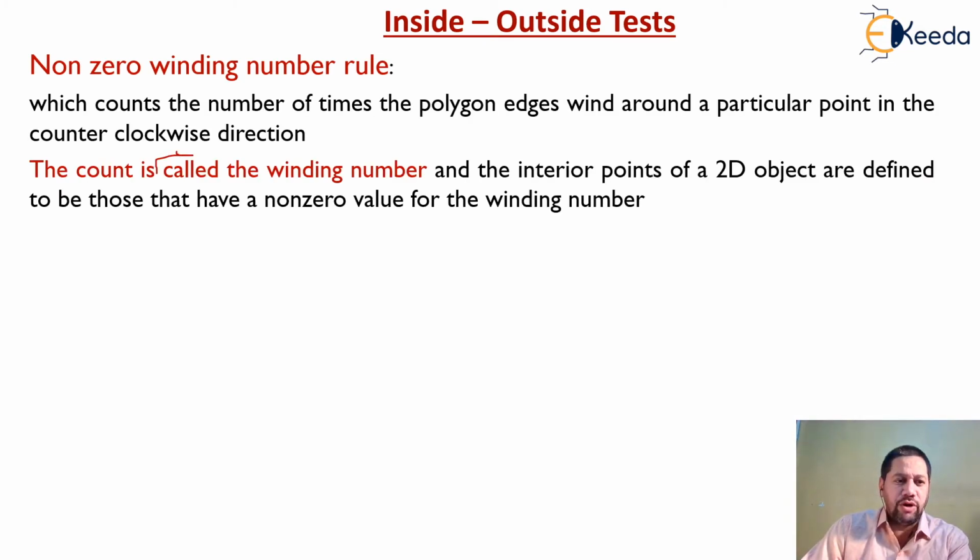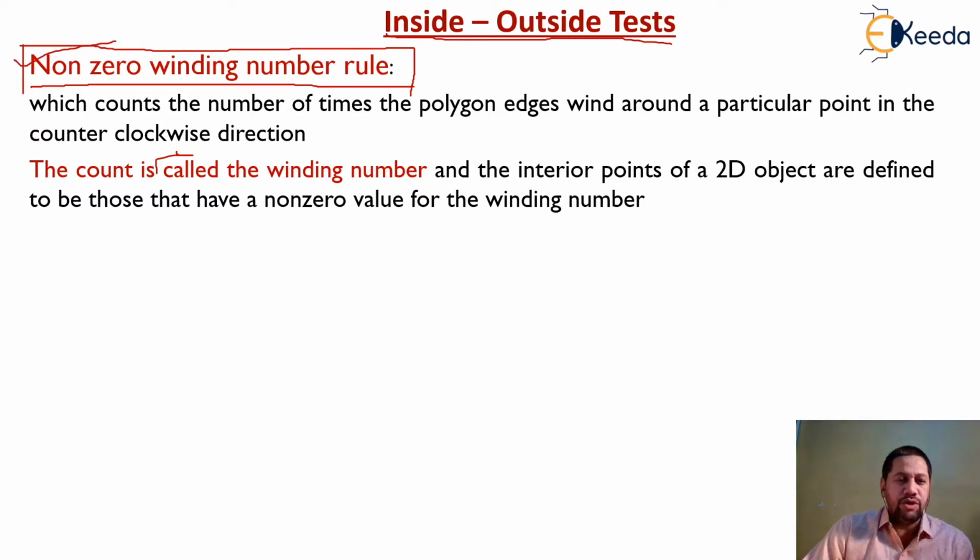What is the second method? The second method name is the non-zero winding number rule. So we have seen one method which is the odd even rule. Now we are learning the second method of inside outside test, which is known as the non-zero winding number rule.